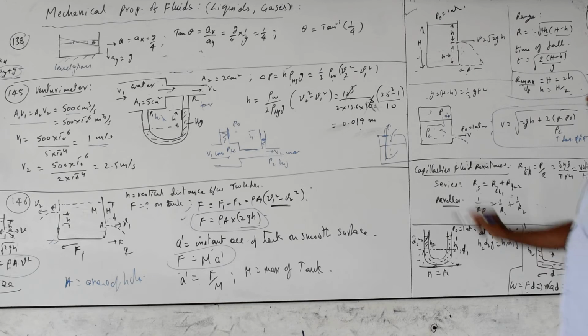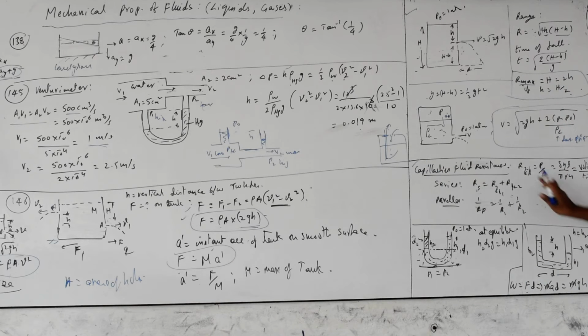Next, capillaries and fluid resistance. Fluid resistance follows from Poiseuille's equation, which we have already discussed in the previous class. The rate of flow Q, which is volume by time, equals pi P r to the power of 4 by 8 eta into L, the length of the capillary tube. P by Q is called the fluid resistance, R_fl, which equals 8 eta L by pi r to the power of 4.